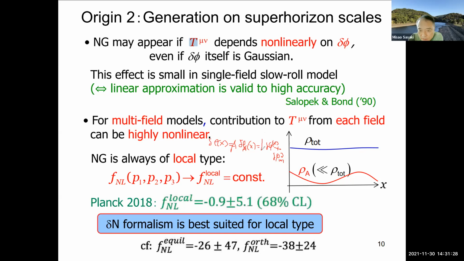And if you have the fluctuations non-linear in some field phi, which may be Gaussian, it might have some non-Gaussian process from inside the horizon. But anyway, if you just assume that some scalar field has the fluctuation and it may have some contribution, you have some non-linear order contribution to the energy density locally, then it will lead to some local type, or this squeeze type I discussed in the previous slide. And in this case, actually, the constraint is most severe.